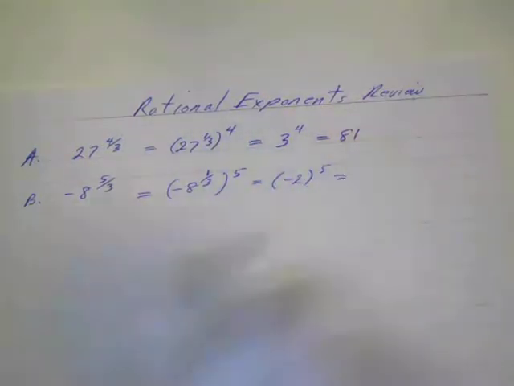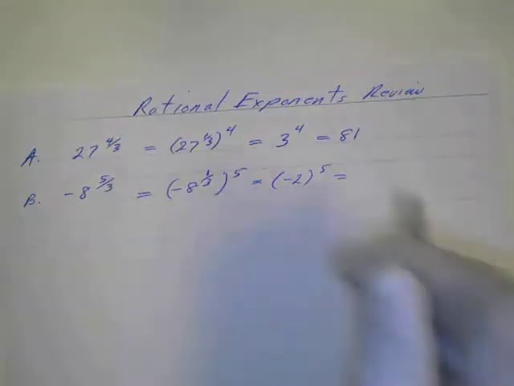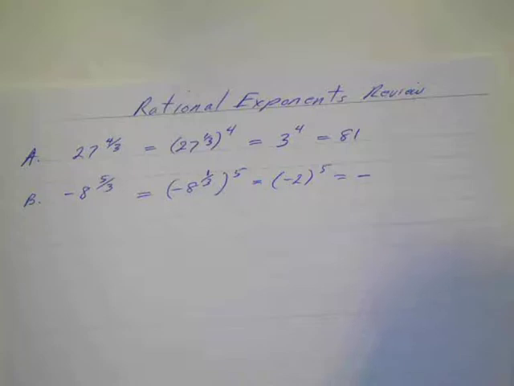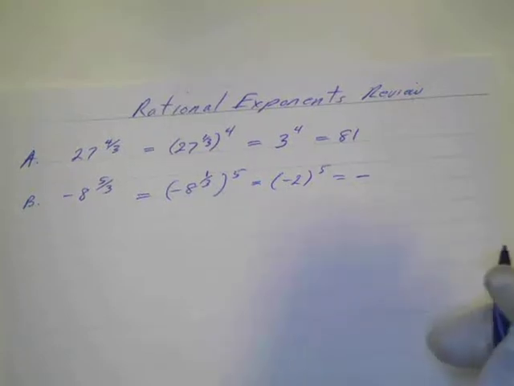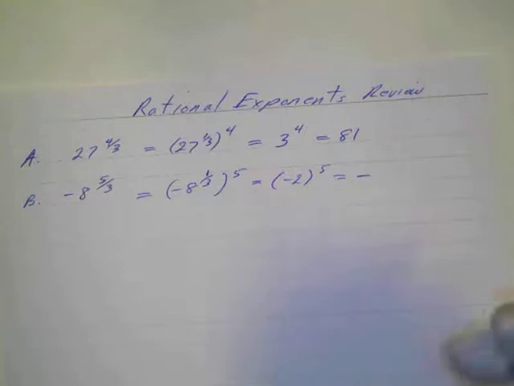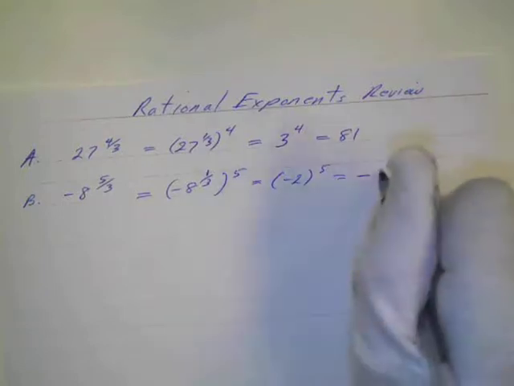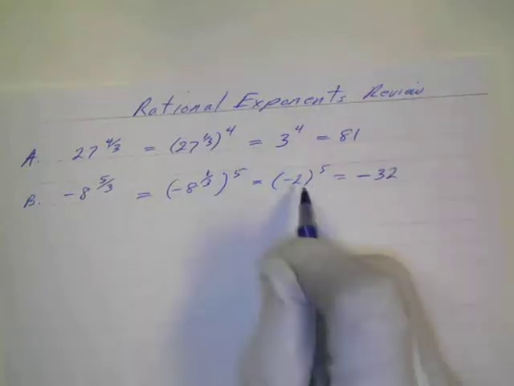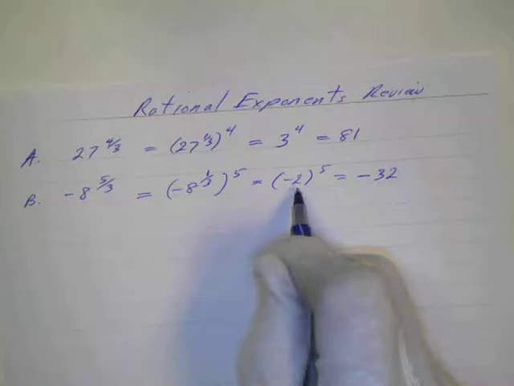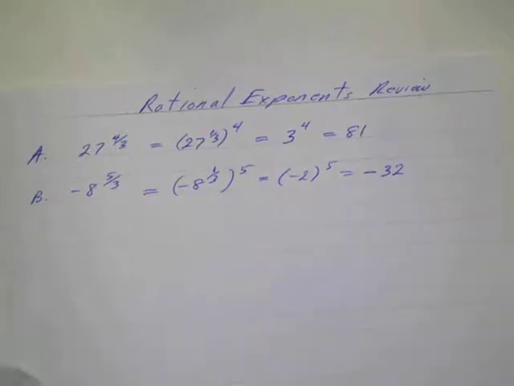I'm going to raise that to the 5th power, so -2 times -2 times -2 times -2 times -2. Well, I'm going to have an odd number of negatives, so I'm going to have a negative. 5 negatives in a row make a negative if you multiply those. And then 2 times 2 is 4, times 2 is 8, times 2 is 16, times 2 is 32. So it's going to be -32. Okay? And letter C.